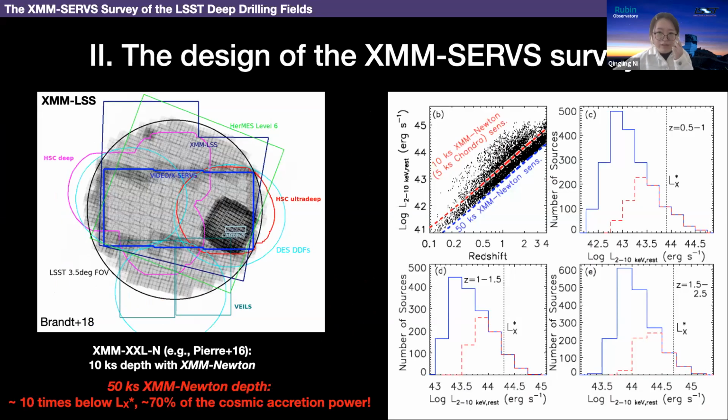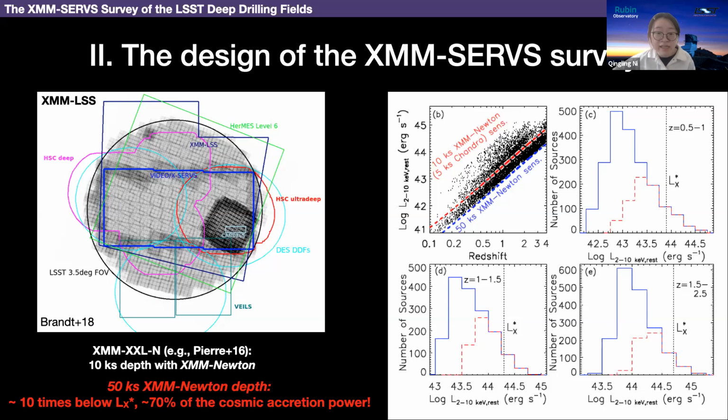So we mainly focus on the 3 remaining deep drilling fields. As for the XMM-LSS field, there are already plenty of X-ray surveys in this field before XMM-SERVS, and the largest one is XMM-XXL. It provides 10 kiloseconds XMM-Newton depth over a very large area. And this is a nice survey for studying X-ray clusters and large scale structures. However, if our main science goal is AGN study, we certainly want to go deeper.